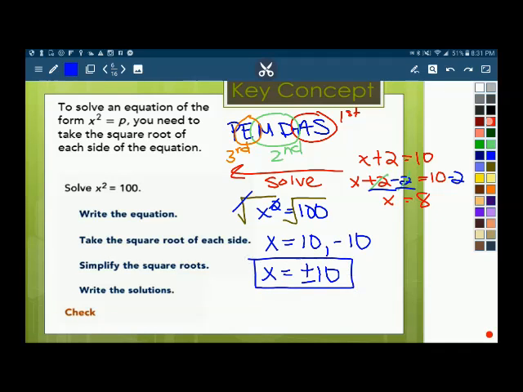We should also check our solution. If we plug back into the original equation, negative 10 squared is equal to 100 because a negative times a negative is a positive and 10 times 10 is 100. 10 squared is also 100. So I know that my answer is correct because when I plugged them in, the equal sign was true.